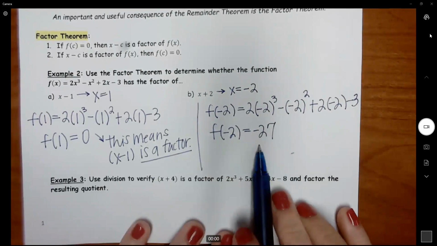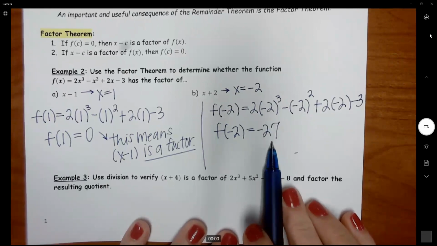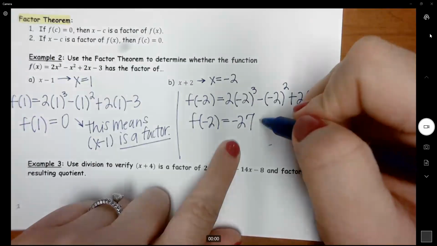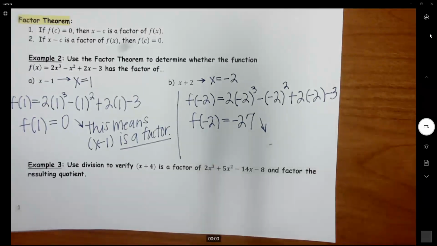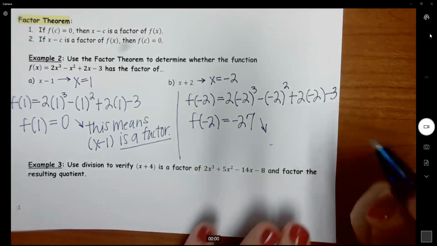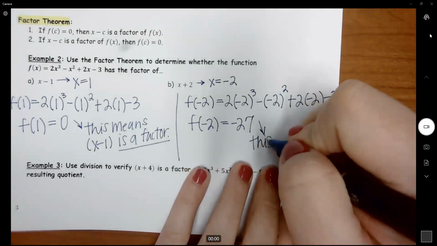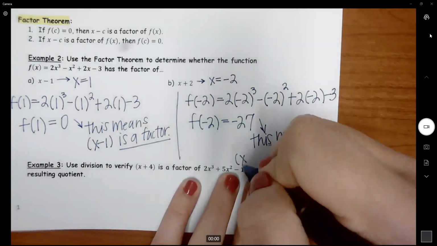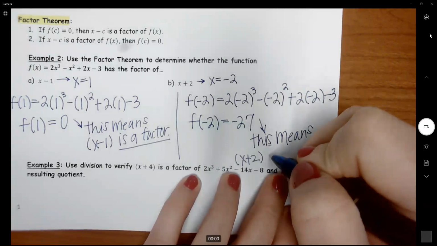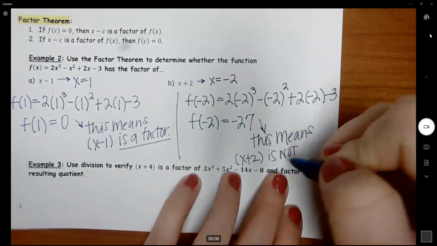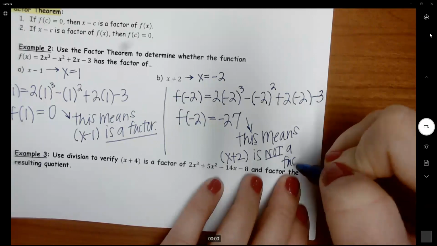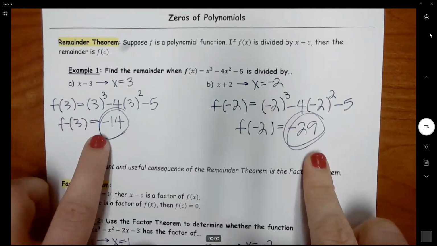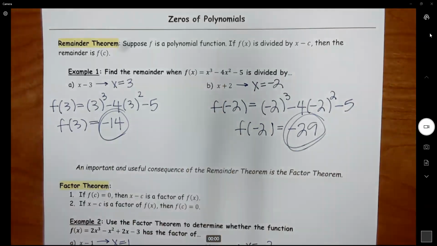So I don't care what this number is, if it's anything other than 0, if you come up here, this means this is what my remainder is. Because it's got a remainder, that means it does not divide in evenly, so it is not a factor. This means x plus 2 is not a factor. So likewise, these are not factors of this polynomial either.